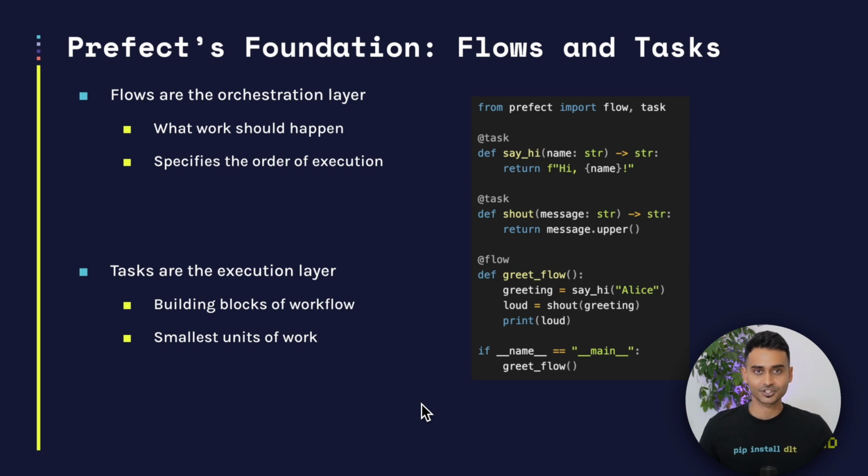Tasks are the execution layer. It's the building block of a workflow and they represent the smallest units of work. You can think of it as a Python function which does something useful, like fetch data or transform data. As you can see in the code example, a flow is a Python function defined using a flow decorator. A task is a Python function defined using a task decorator.